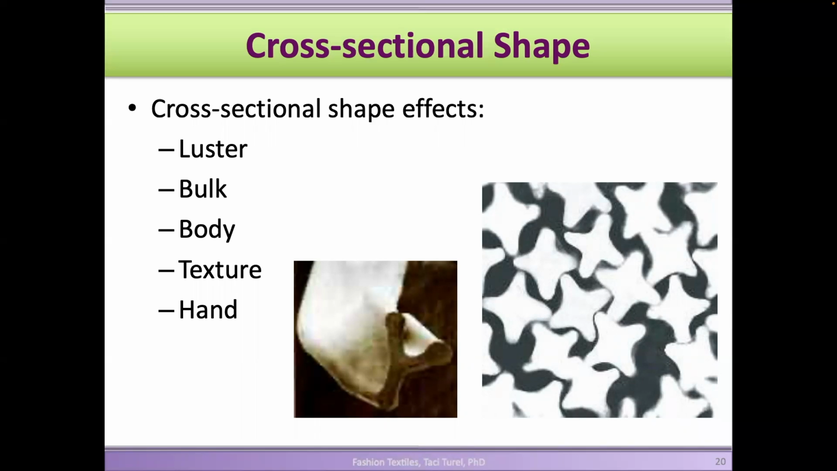So this is an example of a Y-shaped cross-section, and that's a man-made fiber, and they made the holes on the spinneret in this shape, so the fibers came out in this shape. Or you can make it like a little star like this as well, okay, depending on how you extract the fibers.